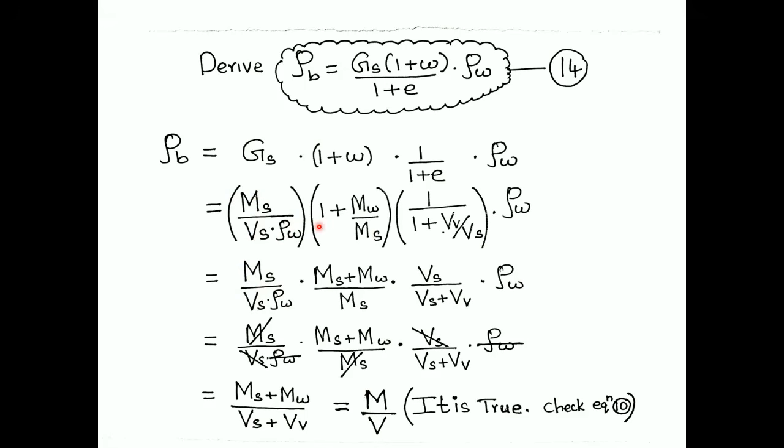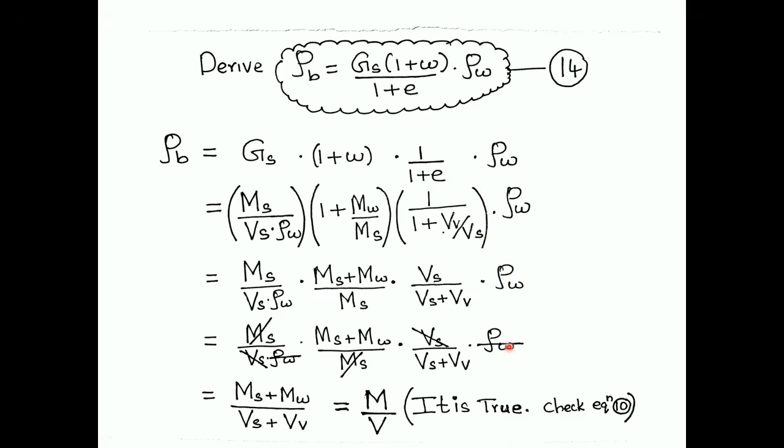Take ms common, then ms plus mw over ms, into, take Vs common, Vs plus Vv, this Vs goes up according to the maths, Vs over Vs plus Vv, into this rho W.